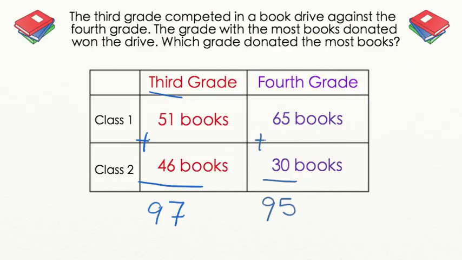Which number is greater? Let's start by looking in the tens place. Both numbers have a 9 in the tens place, which has equal value. So let's move to the ones place. 7 is greater than 5. That must mean that 97 has a greater value than 95. So the 3rd grade donated the most books.